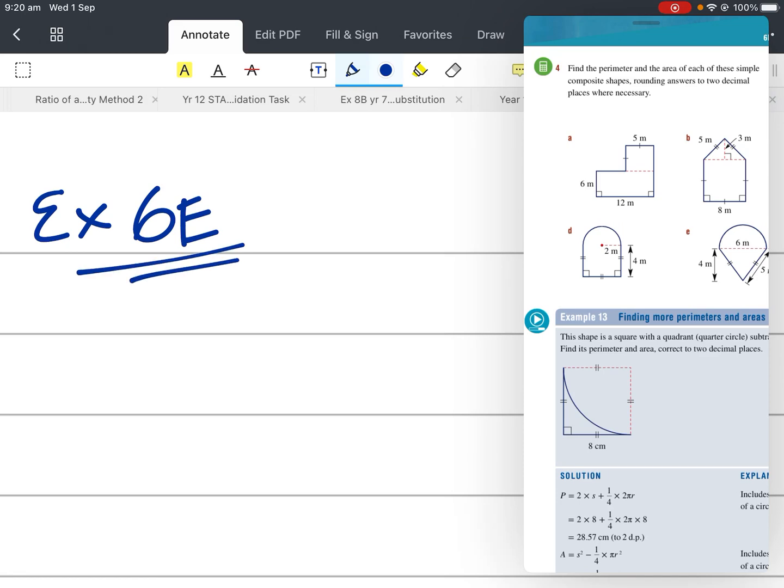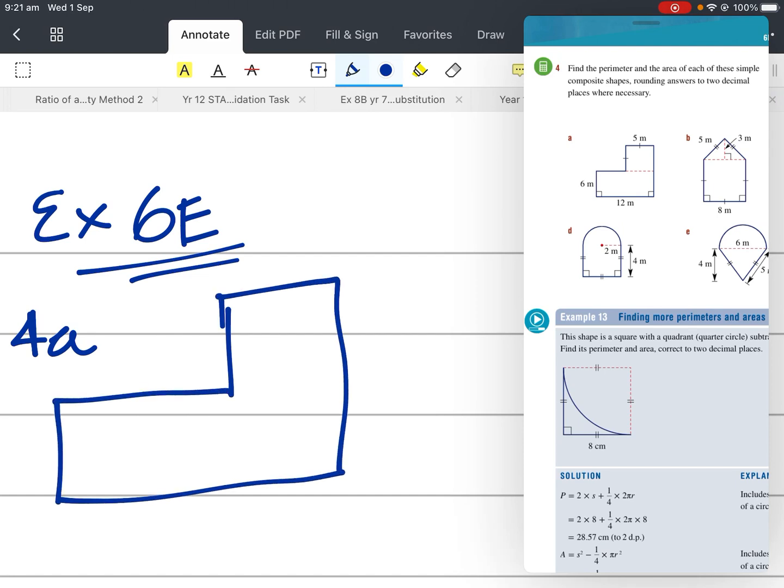So the first one I wanted to do was question 4A. Question 4A looks something like this. Hopefully you recognise that you are to find the perimeter and the area of each of these simple composite shapes. So let's do perimeter first. It looks something like this. Excuse my bad drawing. Hopefully you can see the one on the right.